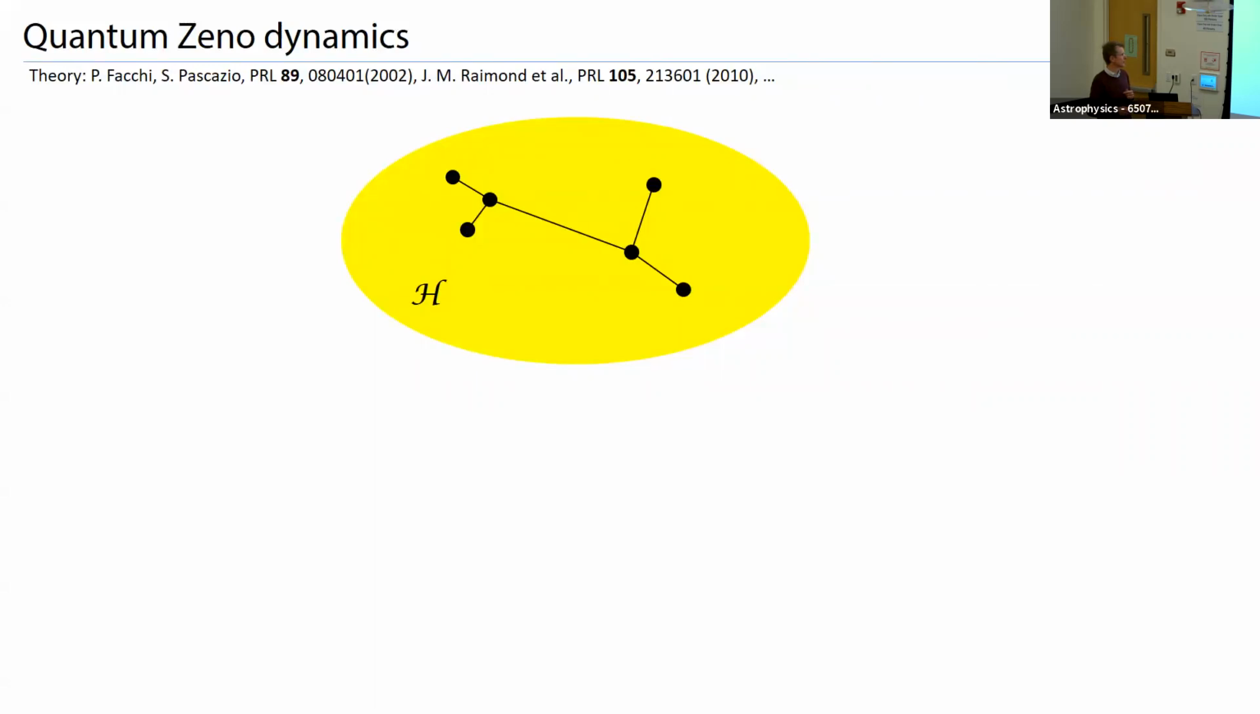You have your many particle system evolving in some Hilbert space, and now by applying continuously your QND measurement, you're putting a wall into the Hilbert space that the atoms can't get across. Because if your measurement tells you whether you're in the left half or in the right half, then you will continuously project onto being in that half of the space, and you will actually never get to the other half.